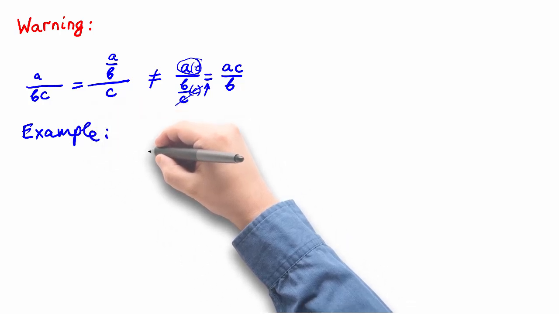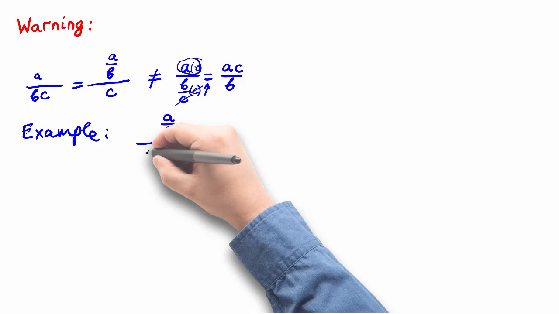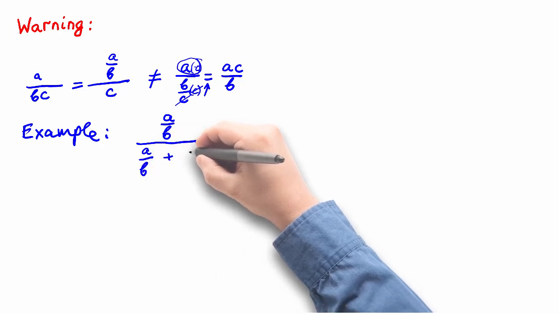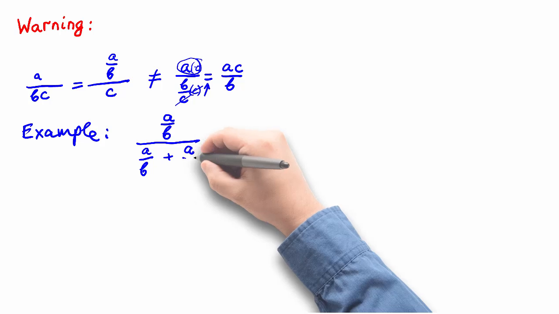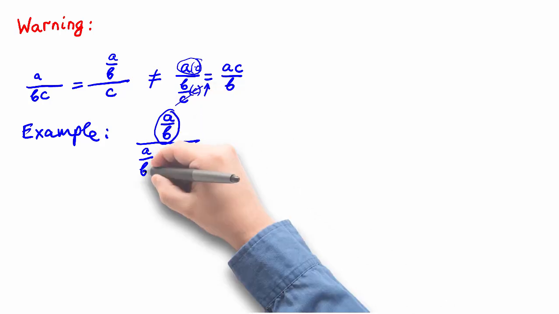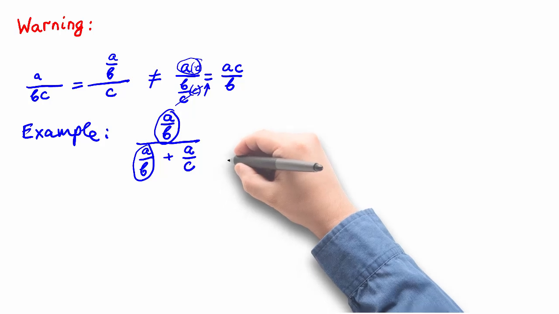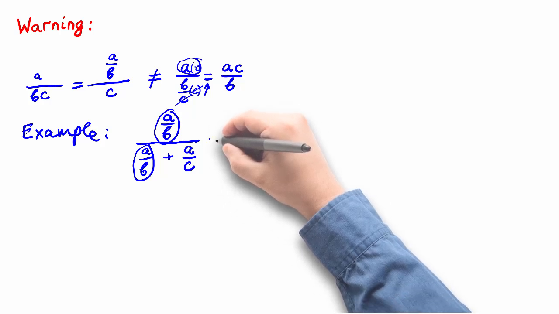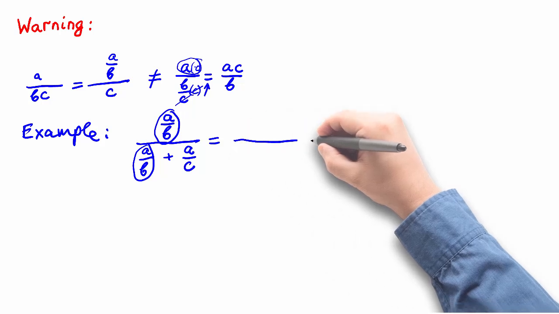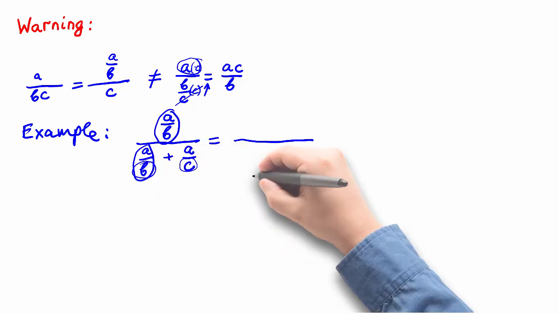Let's say I want to simplify the following fraction. Naturally, I cannot cancel a divided by b and here a divided by b, because this will be wrong. I have to use only the rules that we learned. So, what can I do here? First of all, I want to get rid of those two things. So I need to multiply numerator and denominator by b and c. So let's see what happens.